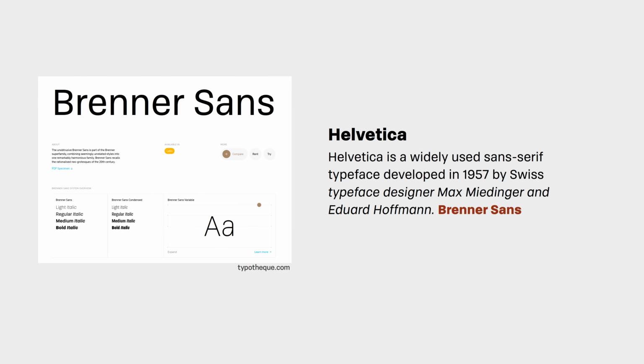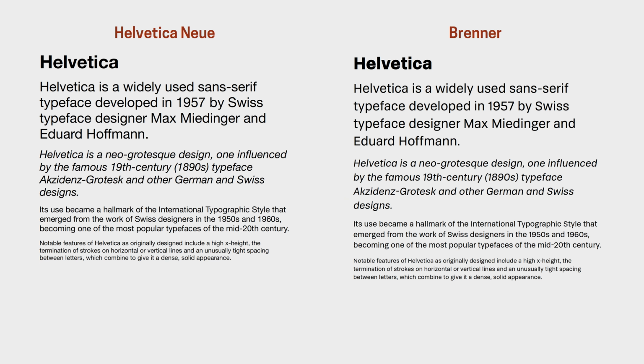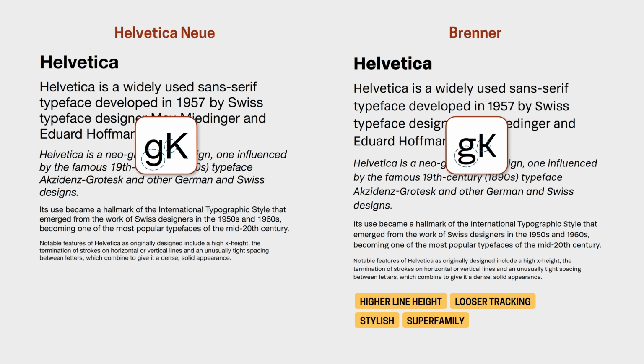Finally, we come to Brenner Sans from Typotech. When you compare Brenner Sans, which is on the right, to Helvetica, you can see that Brenner Sans has a higher line height and slightly looser tracking, which means the text takes up more space on the page. I also think Brenner Sans has a lot more style when compared to Helvetica. I love Brenner Sans' double-story lowercase g and the joint of the uppercase K, where the leg and the arm meet evenly at the horizontal stroke.